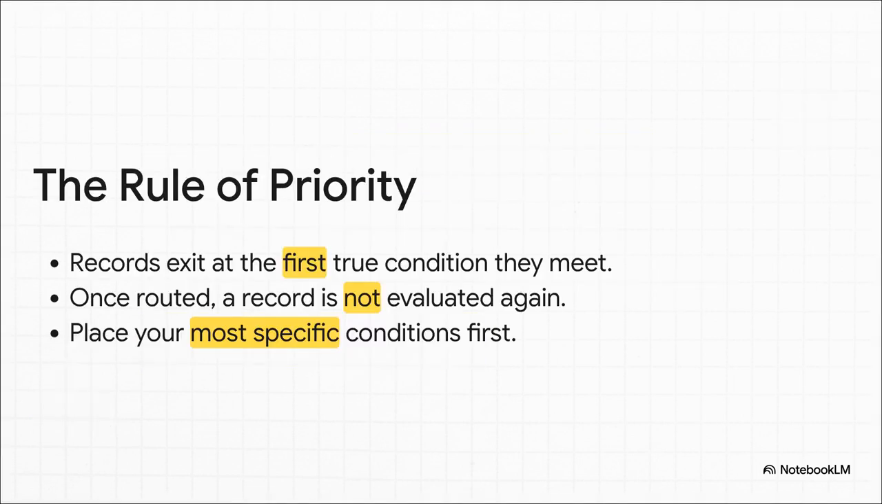And here's why. The component checks your rules one by one, from top to bottom. The very first time a record meets a condition that evaluates to true, boom, it's sent down that path and it's out. It is not checked against any of the other rules below it. So what does that mean? It means you always have to put your most specific conditions at the top of the list. That's the only way to guarantee your data ends up where you think it will.